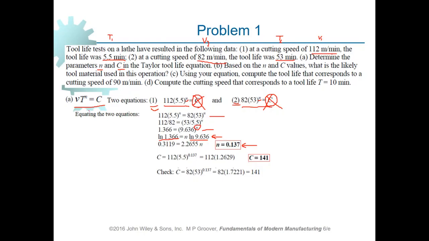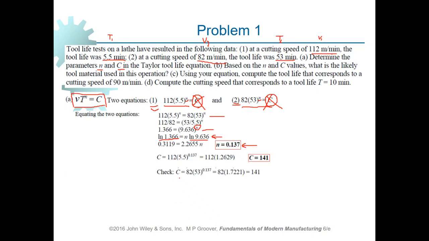If the value of n is at hand, again, we make use of the equation up here, substitute the values of one of the two scenarios given. V1, T1, n is now computed. You can easily compute C. Or you can make use of the values of V2, T2. The value of n is the same, and again, you can compute the value of C. To be on the safe side, do it in both ways, and you should get the same value for C. Then it proves that the solution is correct.